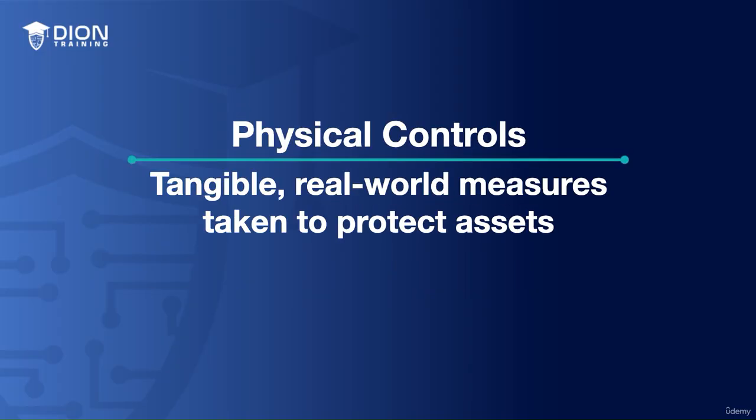Fourth, we have physical controls. Now, physical controls relate to the tangible, real-world measures taken to protect assets. These controls exist outside of the digital realm, but they are crucial in safeguarding both digital and non-digital assets. If you think about a large data center, these facilities house our critical servers and our infrastructure, and they often have multiple layers of physical security.